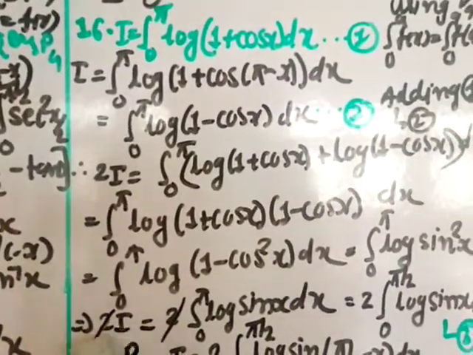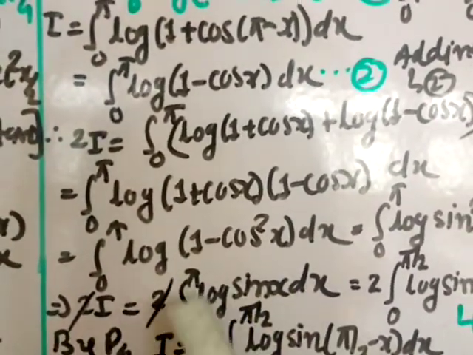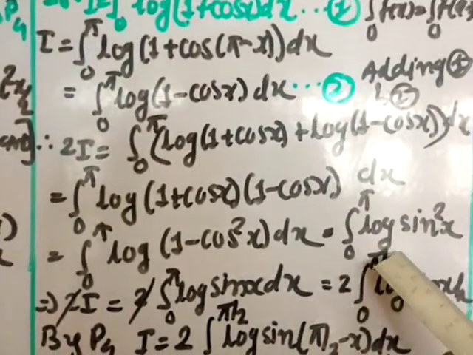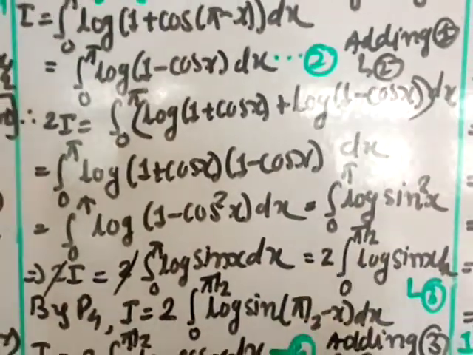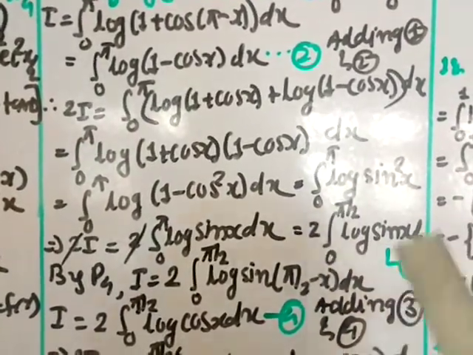So 2I remains, 2 to cut. Integral 0 to pi log sin x dx. Now this 0 to pi I am dividing into 2 parts, 0 to pi by 2, so it becomes 2 times, using the property. So 2 times integral 0 to pi by 2 log sin x dx, call it number 3.